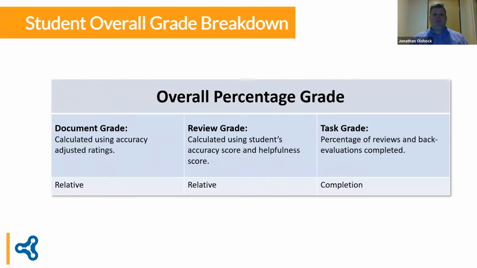The helpfulness comes from the feedback of the authors of the documents who, when they receive those comments, can rate them for helpfulness. And then the final part of our grade is the task grade. The task grade is a simple completion grade of how many of the elements of the Peerceptiv process you completed for any particular assignment. We take those 3 grades, we combine them together, and then that overall grade we pass back to the LMS if you're using it in an LMS, or provide in our gradebook within Peerceptiv if you're using it on the standalone side.